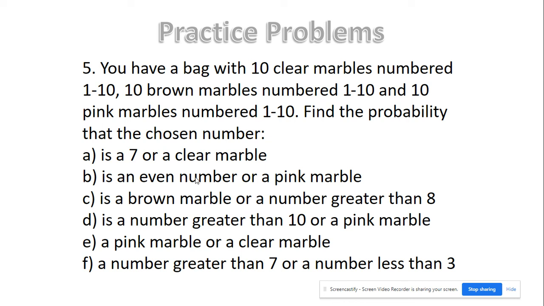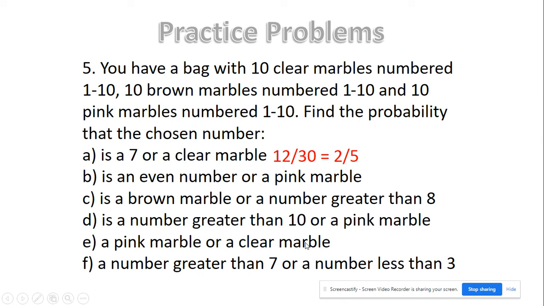So A, what is the probability that it's a 7? 10 out of 30. Yep, my bad. Probability that it's a 7 is what? 3 out of 30. So let's just go out of 30 so we don't have to worry about converting. What's the probability that it's clear? 10 out of 30. How many are both? 1 out of 30. So 12 out of 30.